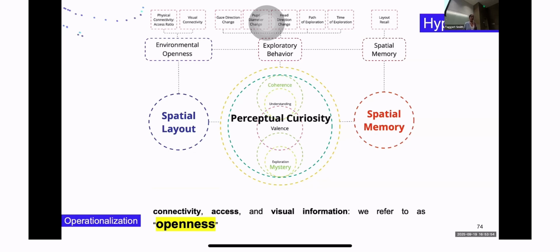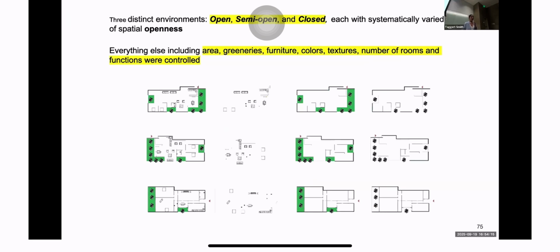For studying exploratory behavior, we study gaze direction change, pupil diameter change, head direction change, path of exploration, and the time of exploration that people spend in each environment. Finally, for spatial memory, we study how people can recall the layout. We have three distinct environments: open, semi-open, and closed, that vary systematically in the levels of openness. Everything else is controlled, like area, greeneries, furniture, colors, texture, number of rooms and functions, basically everything other than the openness.